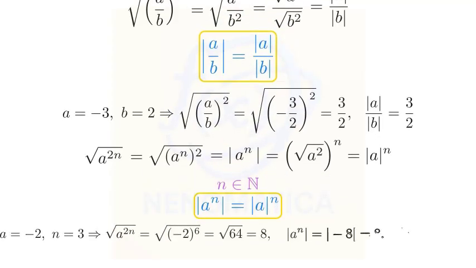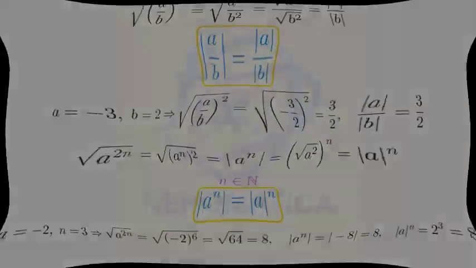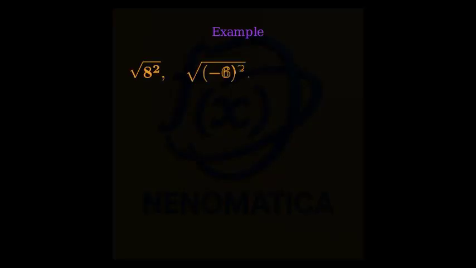Numerical check. Let a equal negative 2 and n equal 3. Then the square root of a to the 2n is the square root of negative 2 to the 6th, which equals the square root of 64, which equals 8. The absolute value of a to the n equals the absolute value of negative 8, which equals 8. The absolute value of a to the power n equals 2 cubed, which equals 8. All three agree. We will simplify 3 expressions that look like square roots of perfect squares.